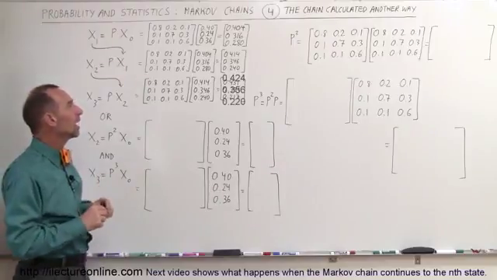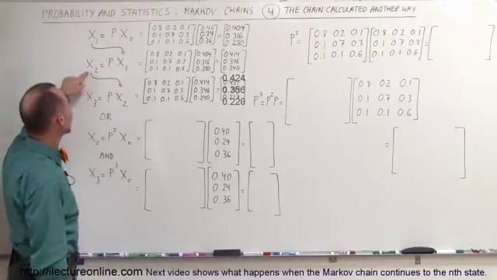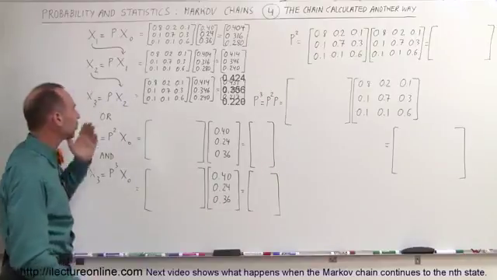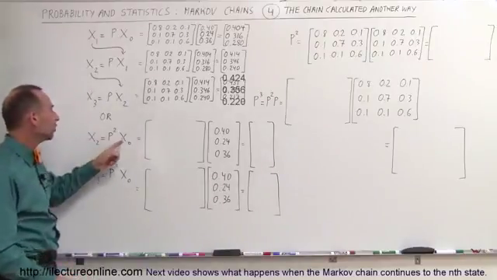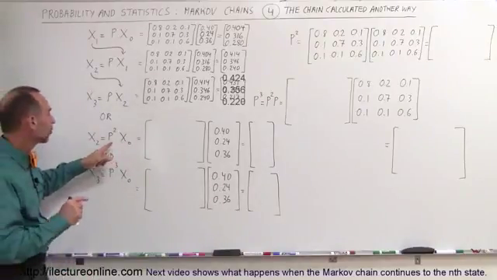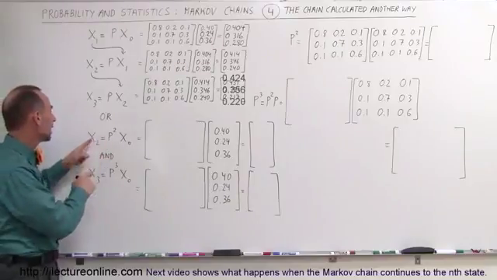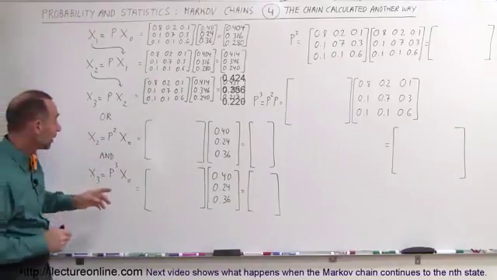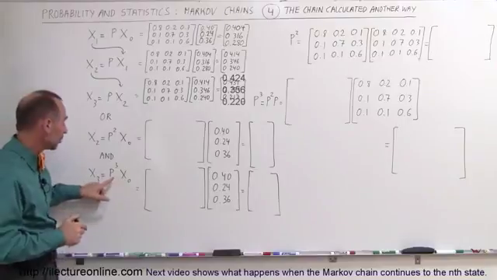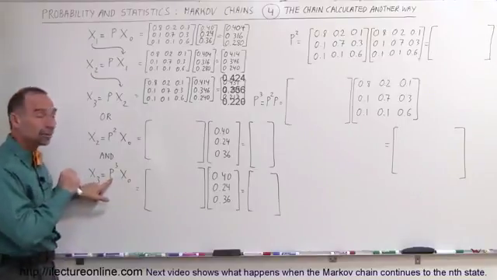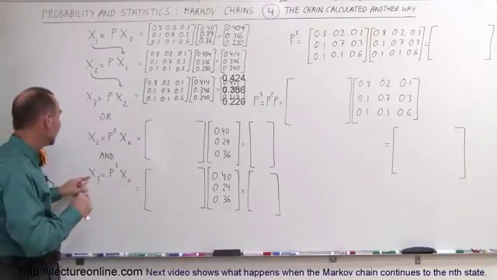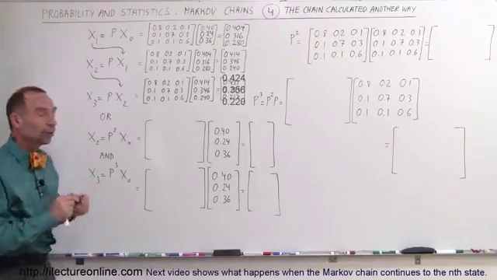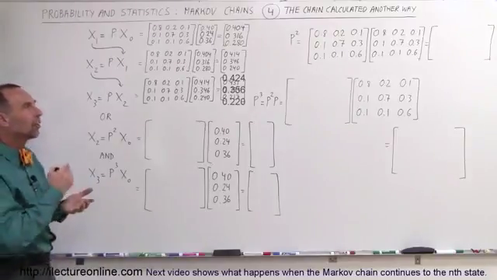But what we could do instead of solving for the second state in this way is do it as follows. We can take the initial state, multiply it times the square of the probability matrix, and that'll give us the second state. Or we can take the initial state, multiply times the probability matrix to the third power, and then we can find the third state and so forth. So let's go ahead and try that.